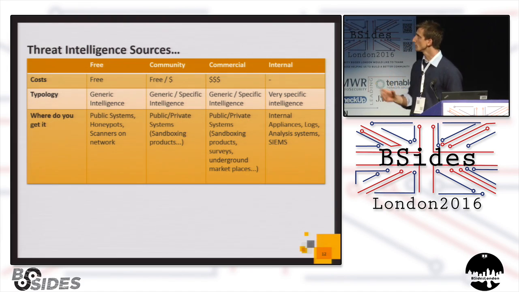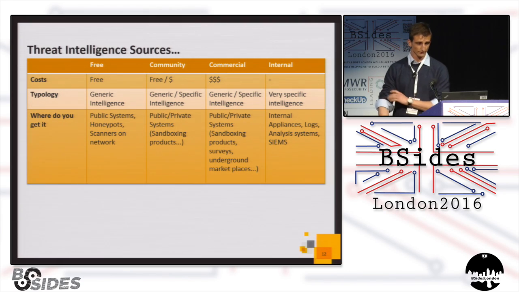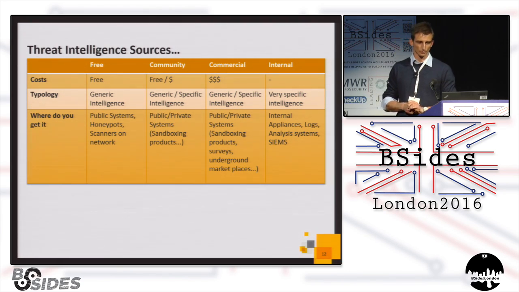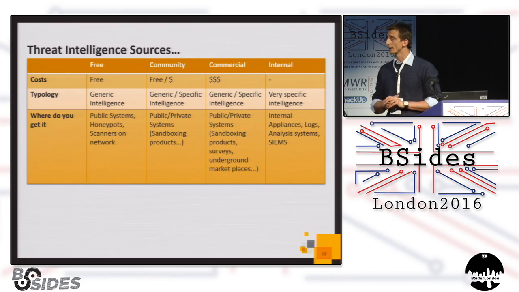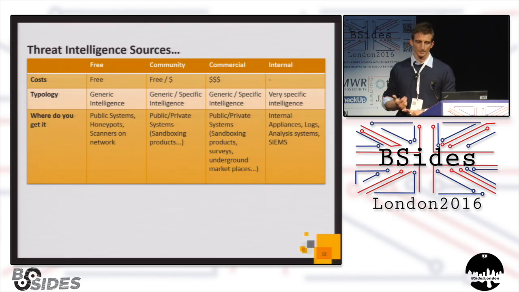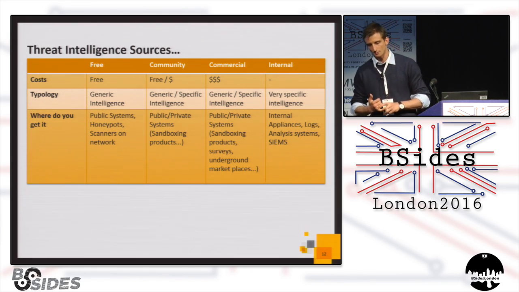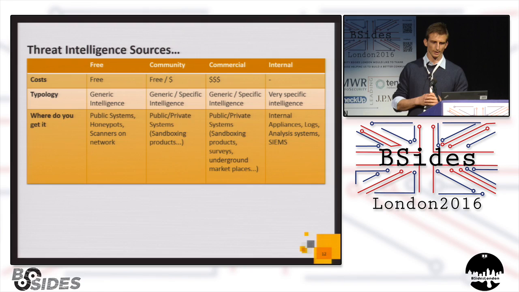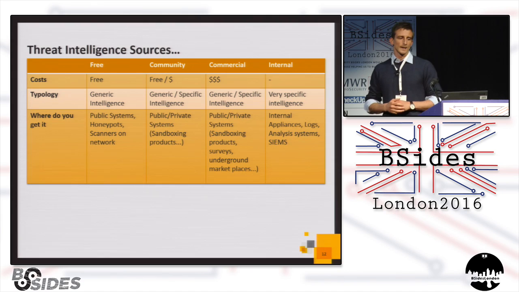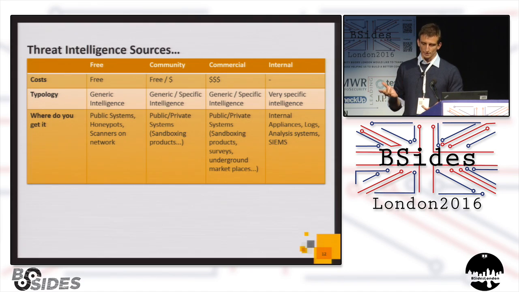And the commercial ones, which are very, very expensive, talking about thousands of dollars, even millions of dollars, but they have very specific intelligence. They can basically give you information about a specific threat actor. They do surveys, they analyze underground marketplaces. And of course, that's the main problem. It's very, very, very expensive.